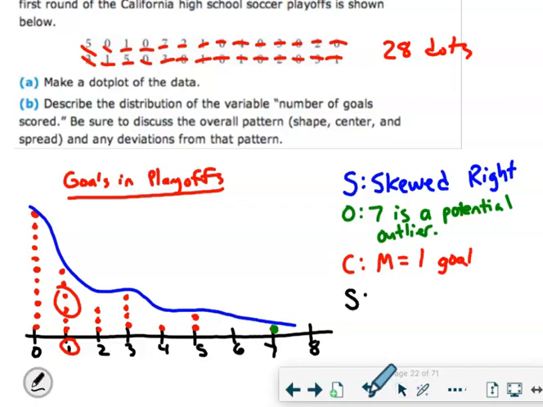Okay? Then the spread is just the minimum, the smallest amount of goals to the largest amount of goals, so 0 to 7 goals. That's how you do socks. Okay? Shape, outliers, center, and spread.